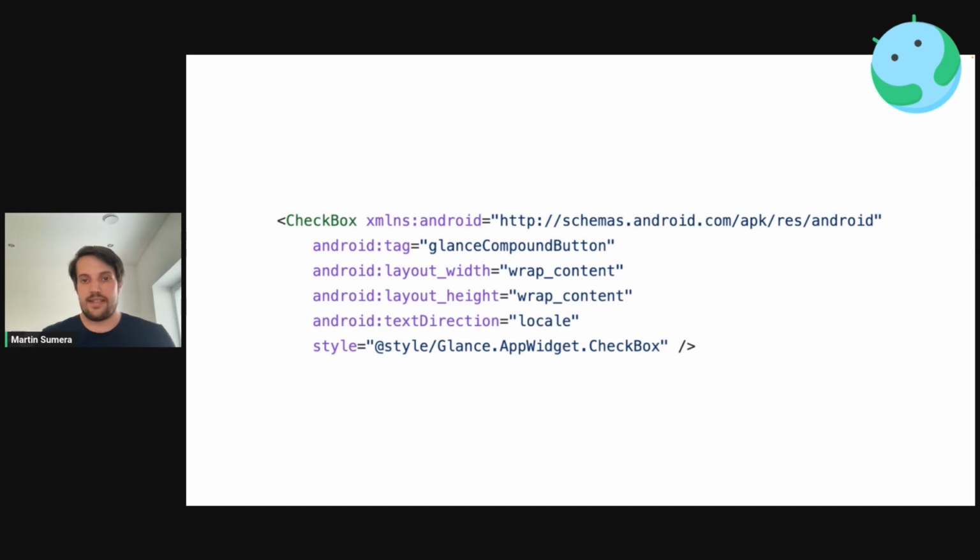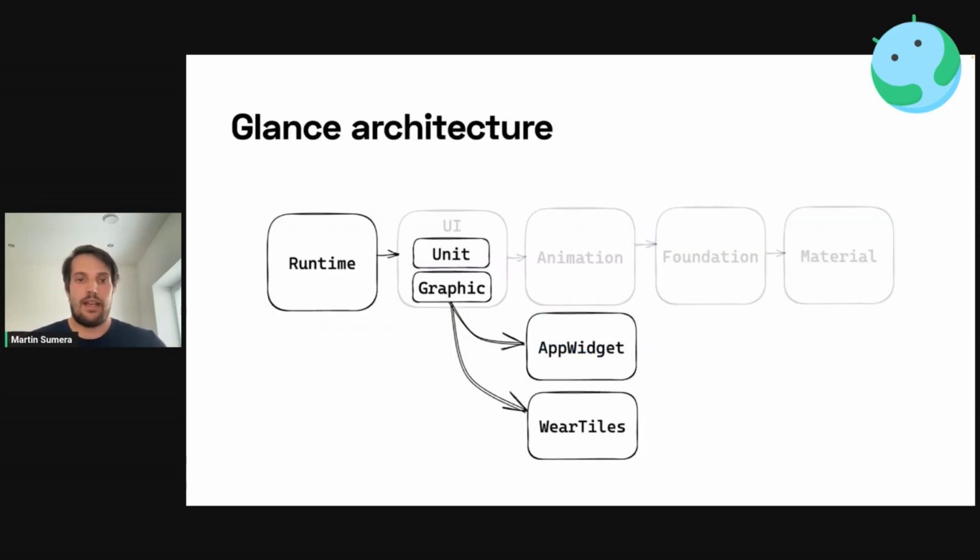So glance is creating views instead of drawing them directly to canvas as Jetpack Compose does. And this is the power of Compose runtime. Almost the same API, but different result. And here you can see the architecture that is used by glance. It is using runtime, a few modules from UI package, and then it builds its own composable system, which is similar to Jetpack Compose on the surface, but different internally.